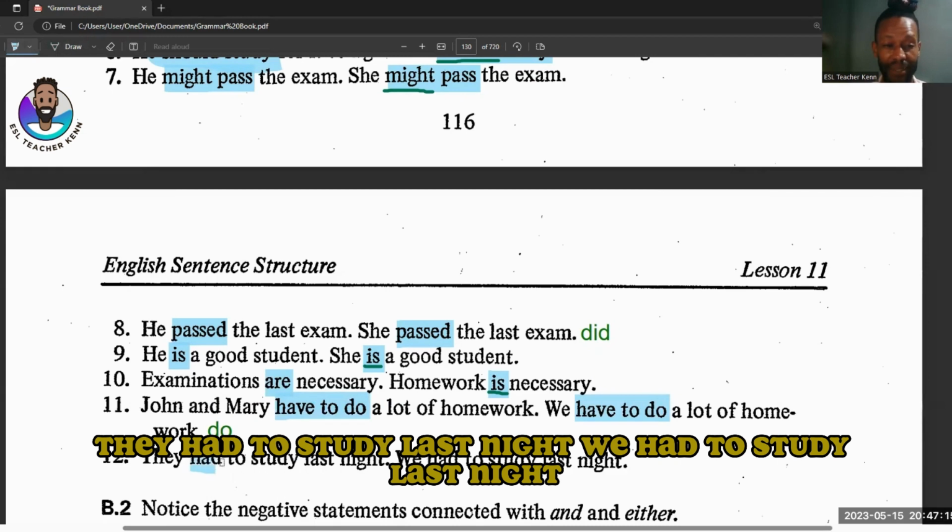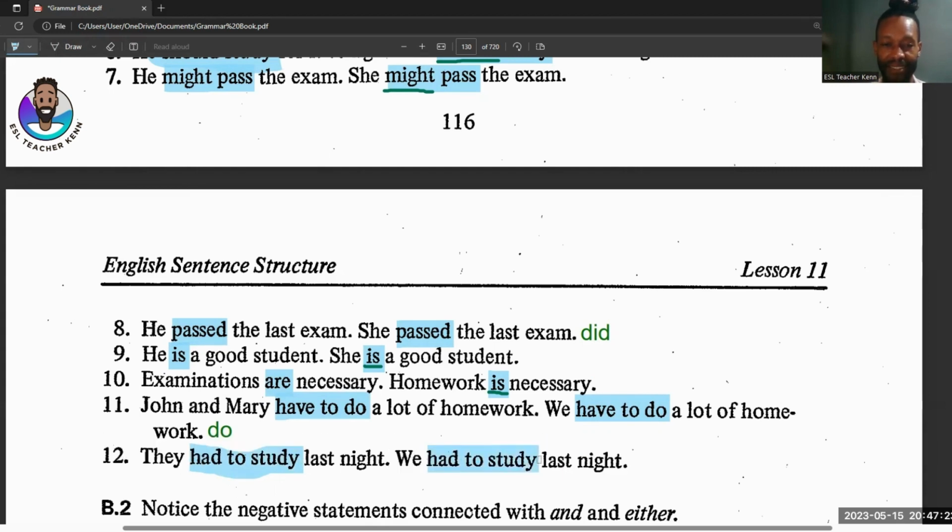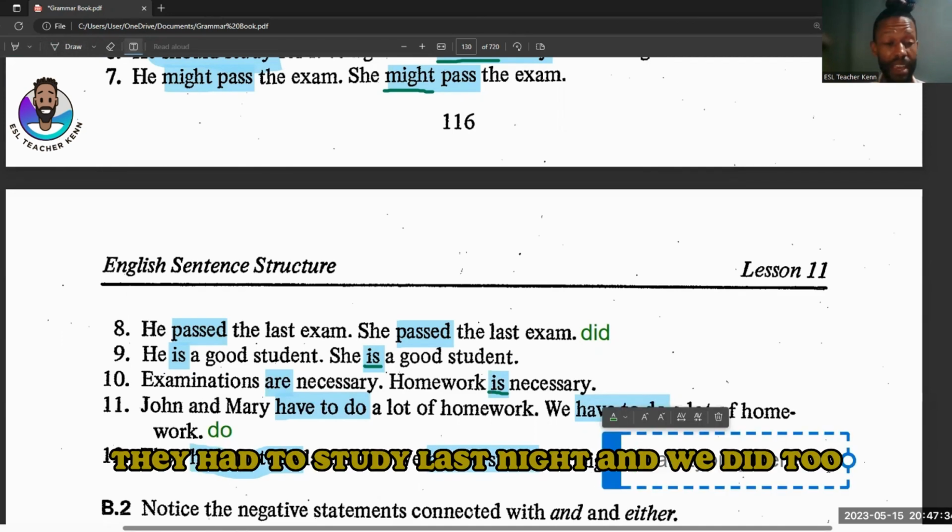They had to study last night. We had to study last night. They had to study last night, and we did too.